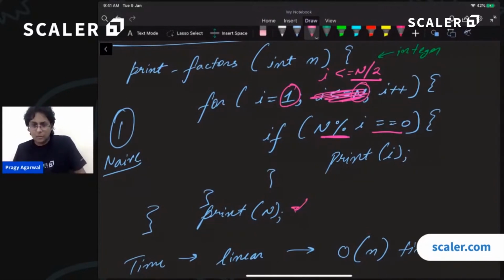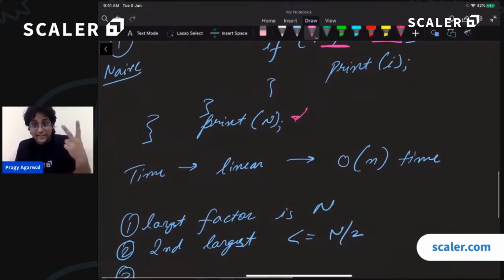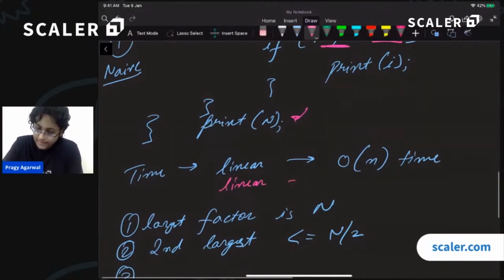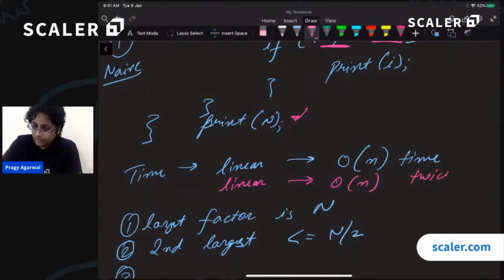Yes? So how much time did we save just now? We made the program twice as fast, right? That's very nice. Asymptotically, it is still linear, it is still order of n time, but practically it is twice as fast, right? Perfect.